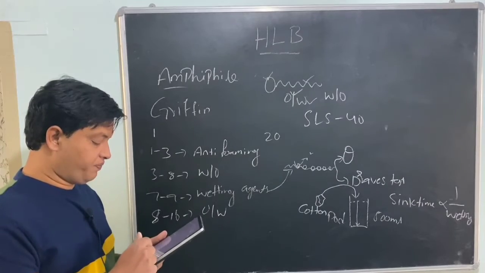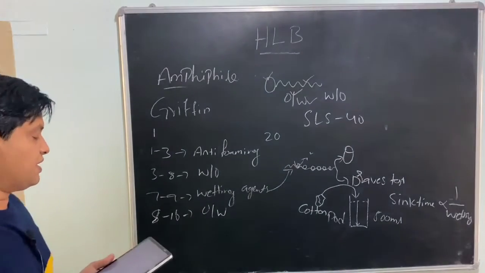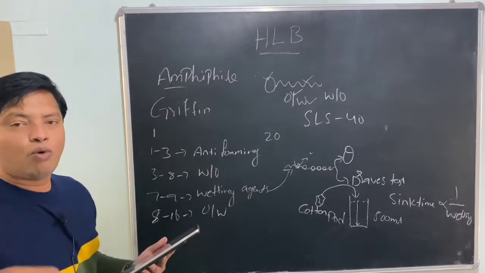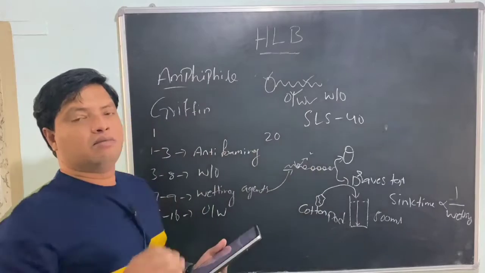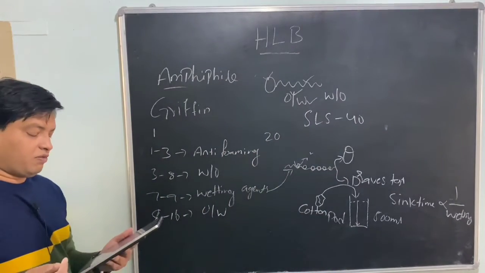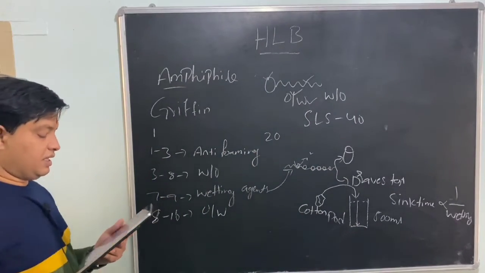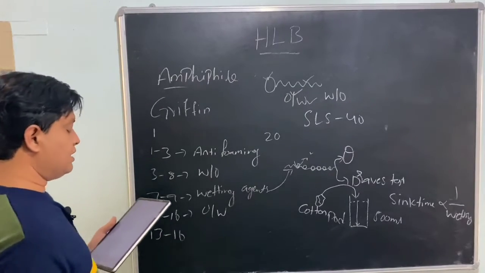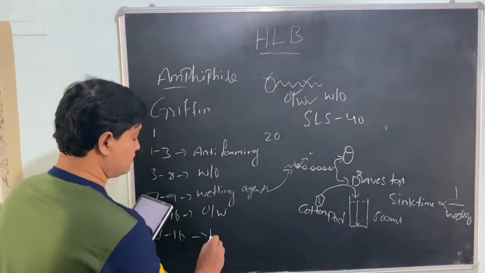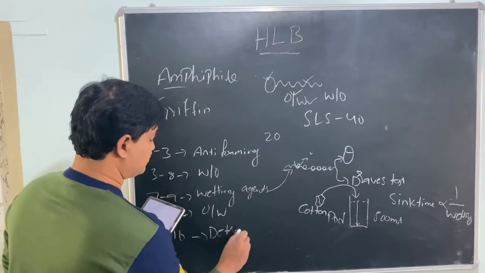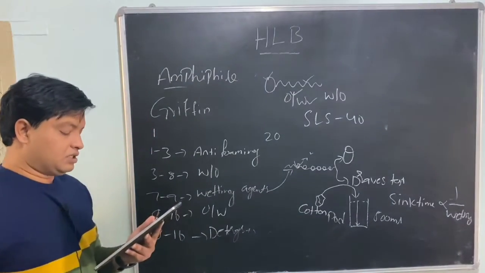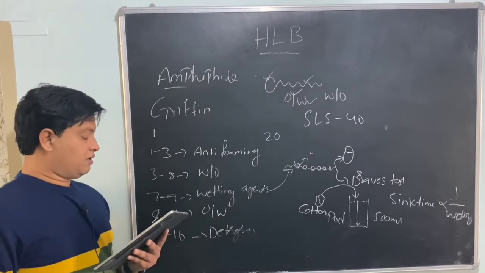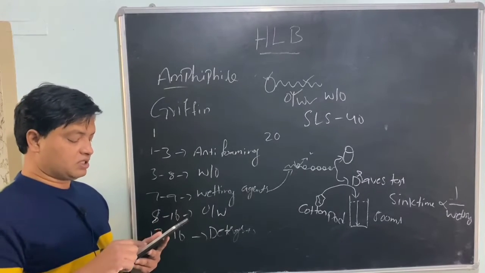Next is water in oil emulsifiers. The surfactants which fall in this category will love more water, because we are going towards the right, hence they will try to keep water as the continuous phase. Then 13 to 16 are detergents. These are the detergents we will use, which fall under the HLB value of 13 to 16.